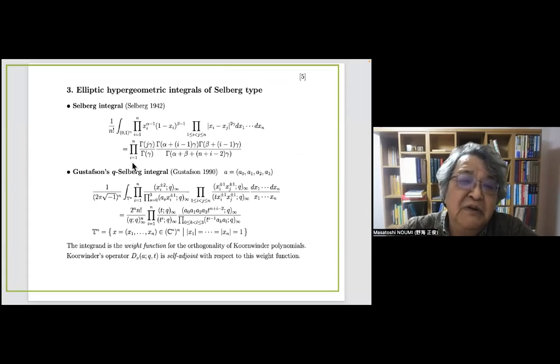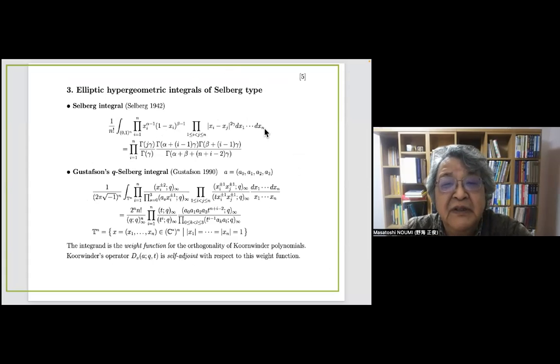So probably many of you already know Selberg integrals. In this integral, you have a number of integration variables n. And here you have xi to the power alpha minus 1, one minus xi to the power beta minus 1. This is a kind of multiple beta integral. But besides this, you put in the integrand the complex power of the difference product like this.